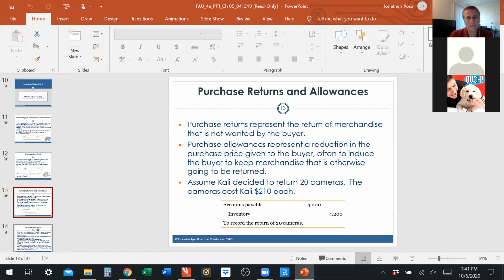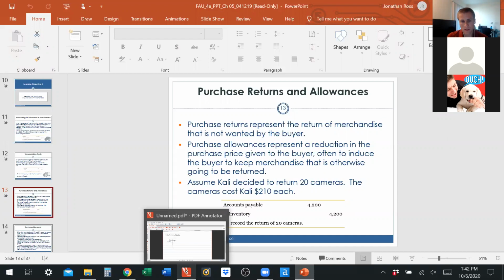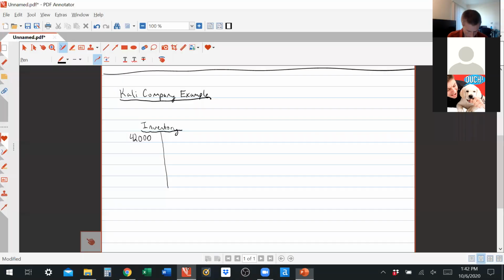That's different than GameStop selling you a brand new Xbox at a discount. That's a purchase discount. Hopefully that makes sense. So let's assume that Kaylee decided to return 20 of the 200 cameras that they originally bought. And we have to figure out, how much did those 20 cameras originally cost Kaylee?